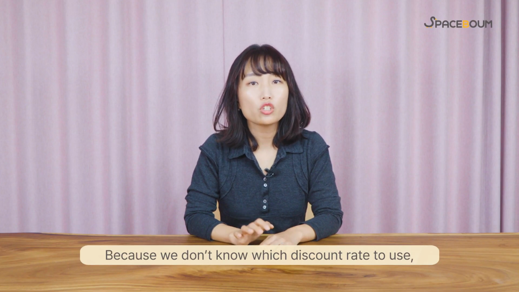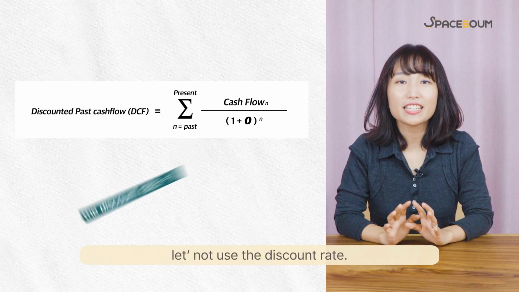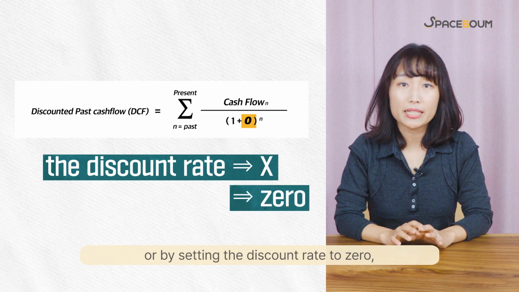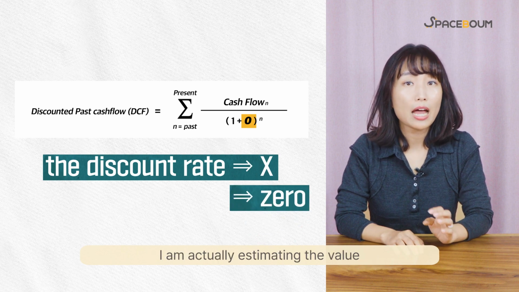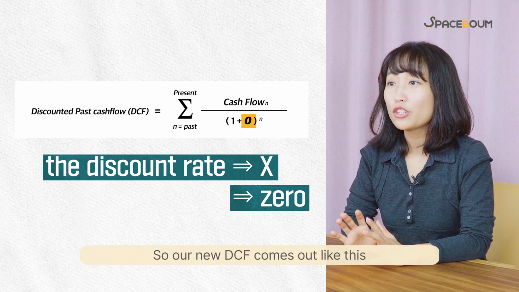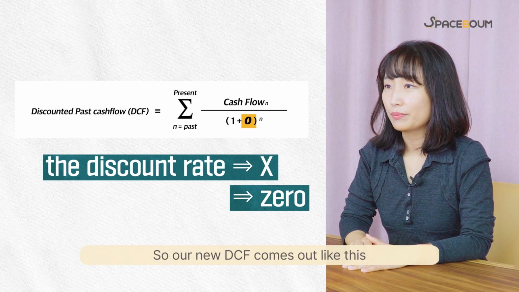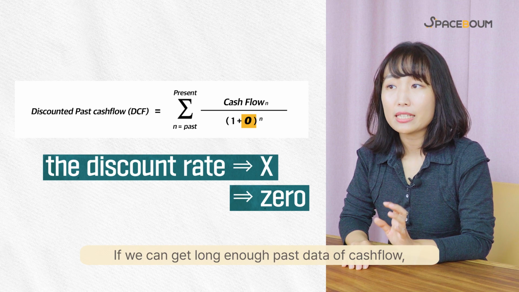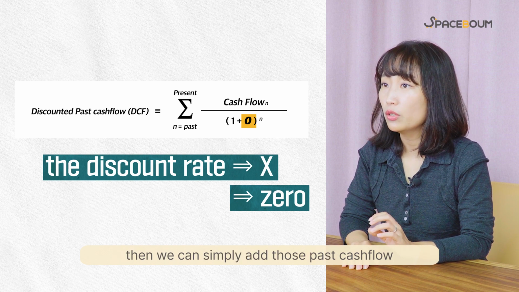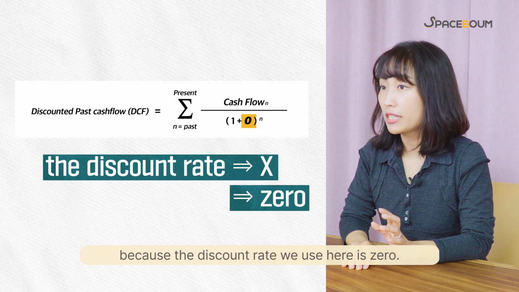Then what about the discount rate? Because we don't know which discount rate to use, let's not use the discount rate. By not using the discount rate, or by setting the discount rate to 0, I'm actually estimating the value in a more conservative manner. So our new DCF comes out like this. If we can get long enough past data of cash flow, then we can simply add those past cash flows because the discount rate used here is 0.